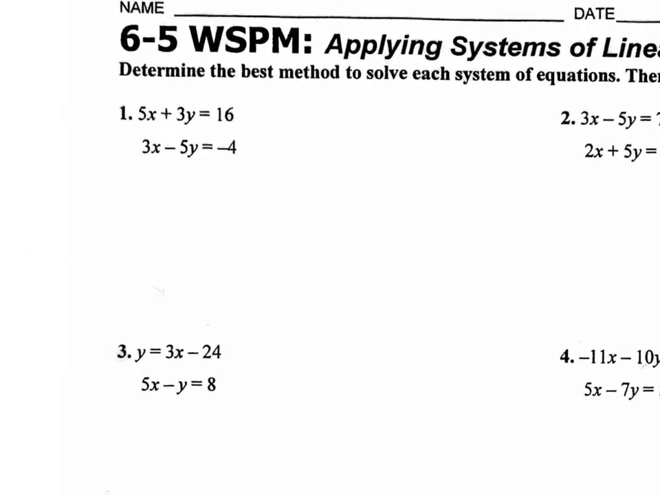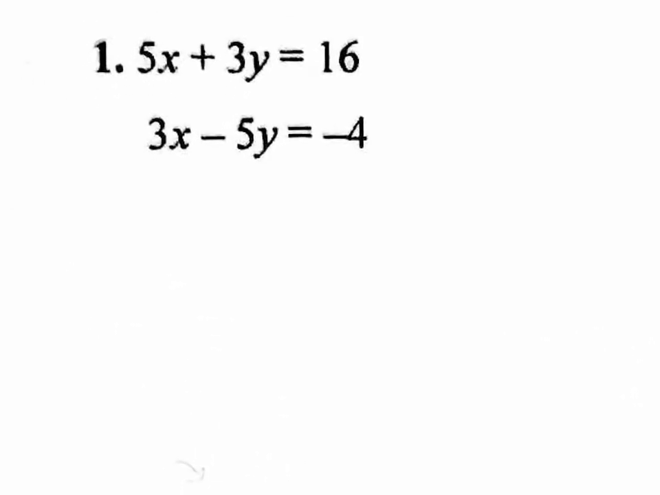So 6.5 WSPM, this is just pick which method you want to use. What method do you think is easiest to do this? Graphing, substitution, or linear combinations? The elimination method, the linear combinations method, is probably the fastest. You could do substitution if you want. It'll just probably take a little longer. And also you could even graph it if you wanted to, but it would take a little longer.